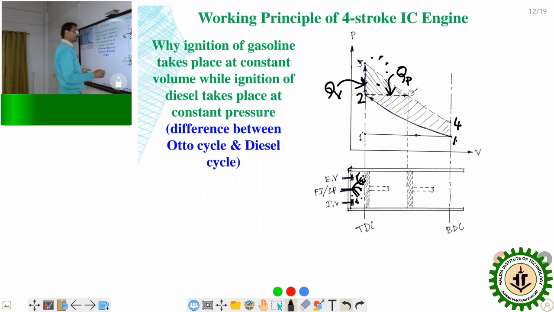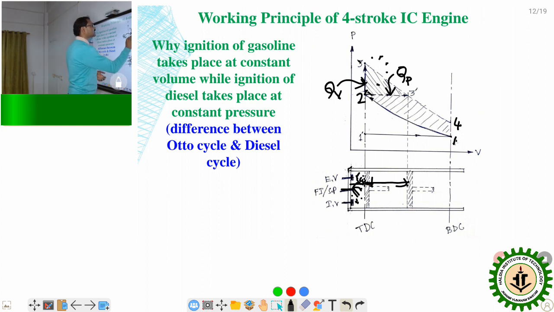But say, for example, 1 second will be required for burning the whole diesel. Then what will happen? The piston will not wait for the burning of the whole charge. The piston will automatically move from here to here. Pressure is increasing somewhere, but the piston is moving here, so the total volume also increases. Then the pressure will decrease here.